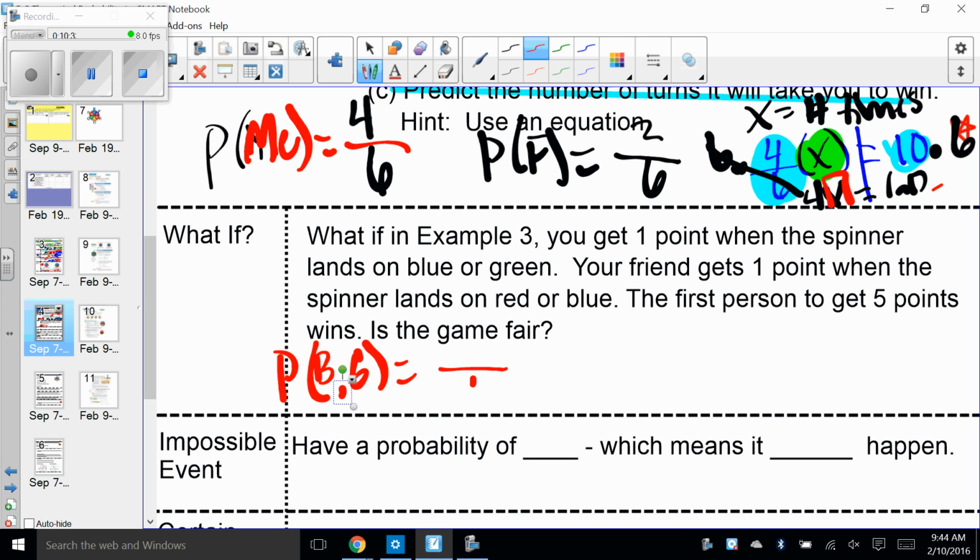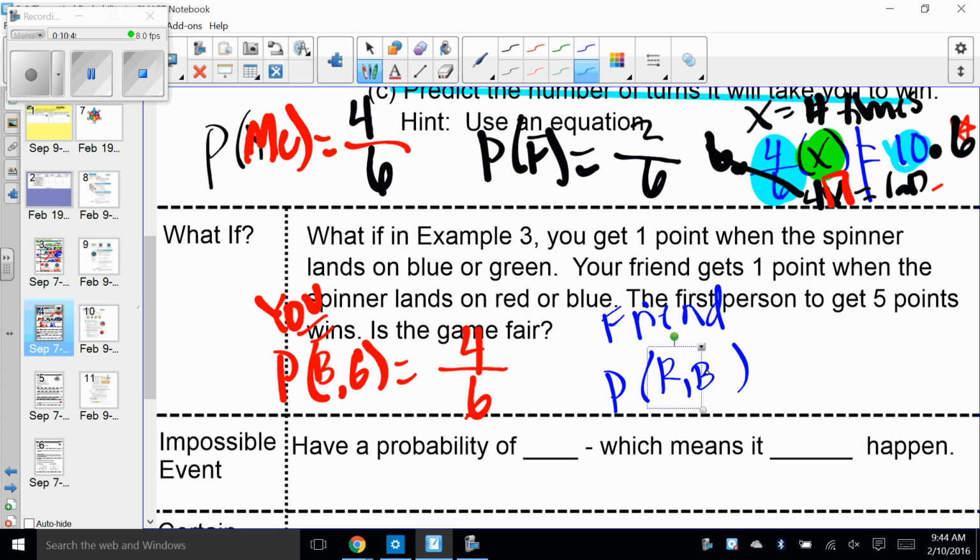So the probability that you win if you get a blue or a green. That's out of 6 times, how many blues and greens? Well, we have 2 blues and 2 greens, so you have a 4 out of 6 chance. This is you. How does that compare to your friend? Well, your friend has a probability of winning if the friend lands on red or blue. You have 2 reds and 2 blues, so again, that's a 4 out of 6 chance.